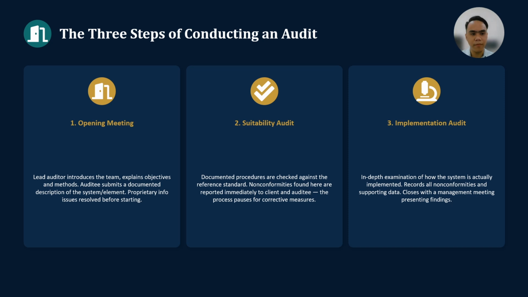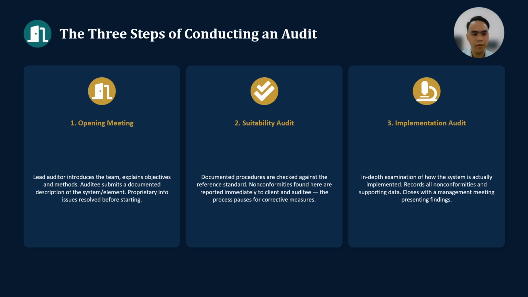For the third step, the auditor examines the implementation of the quality system in real depth. So not just whether the procedure exists, but whether it's actually being followed. The auditor maintains records of all the nonconformities observed and the supporting data. And provisions should be made in the audit plan to allow additional investigation of clues suggesting nonconformities revealed by the data collected. The auditee management should be made aware of and acknowledge all nonconformities observed during the audit.